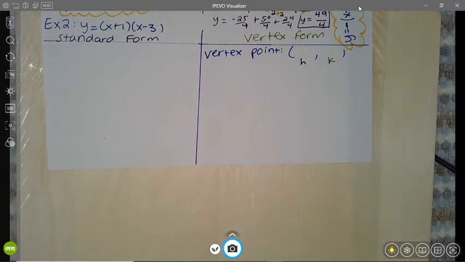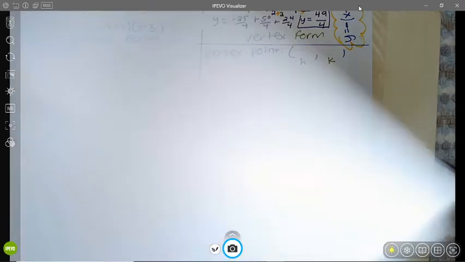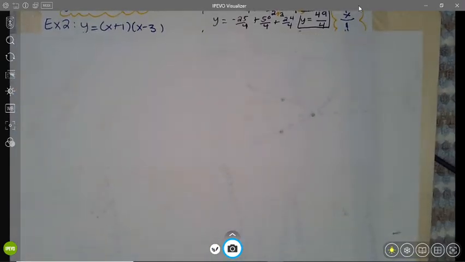Let's get going on example 2. So again, before we get started, I keep forgetting to cover up this. First of all, before we get started, we need to know what form we're starting with, so then we know the other two forms we need to convert our equation to.